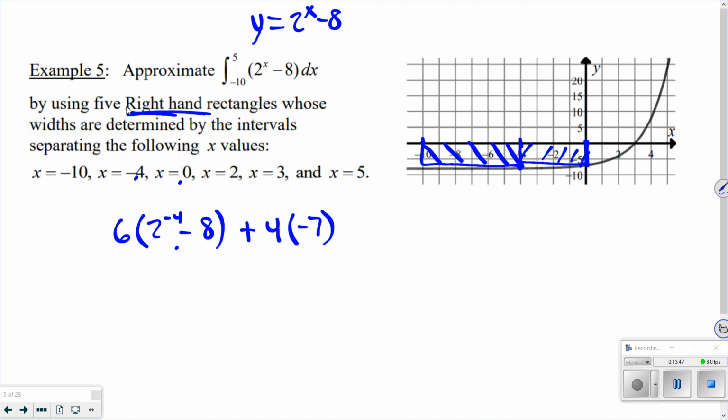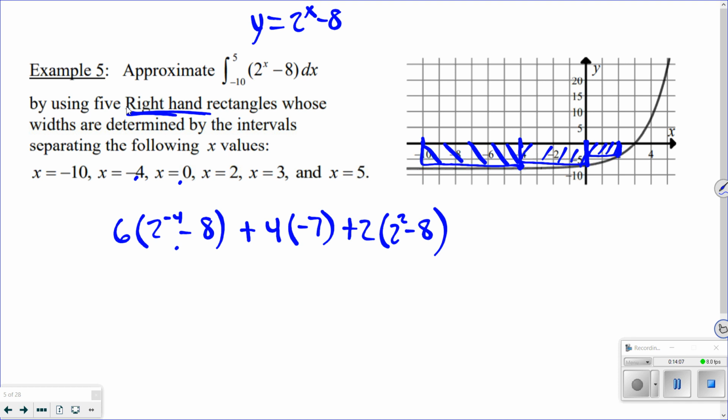Okay, next one we're going from 0 to 2. That's this one right here. It's going to be negative also. The width is 2. My right-hand Riemann sum, it's right there. It's my y value when x is 2 that's going to determine my height. So plug 2 in there. That'd be 2 to the second minus 8. That's 4 minus 8.